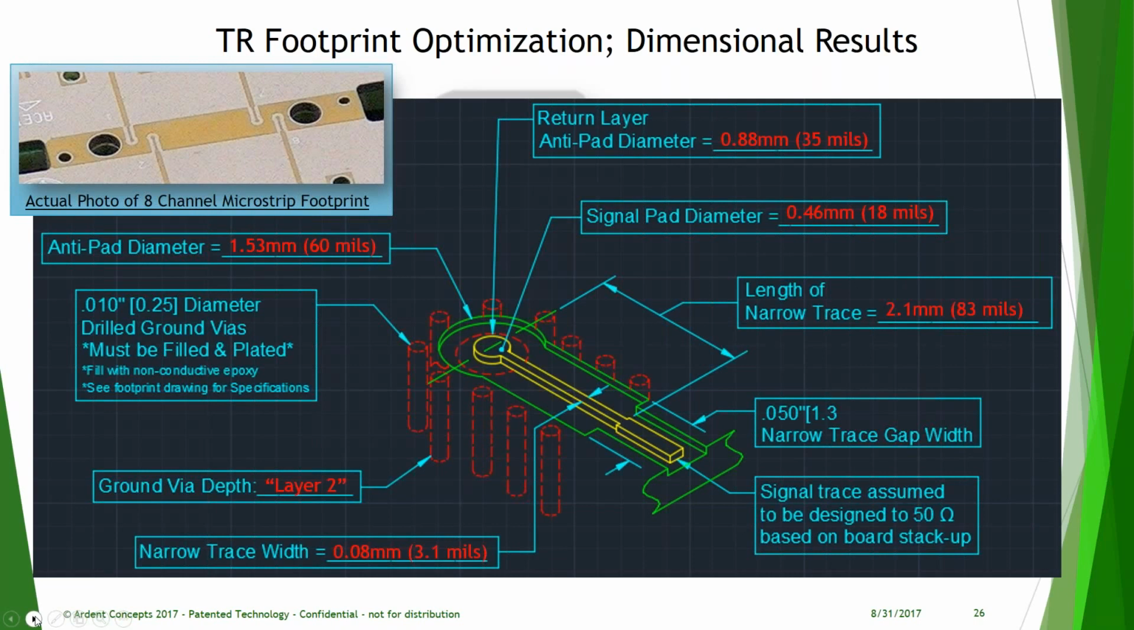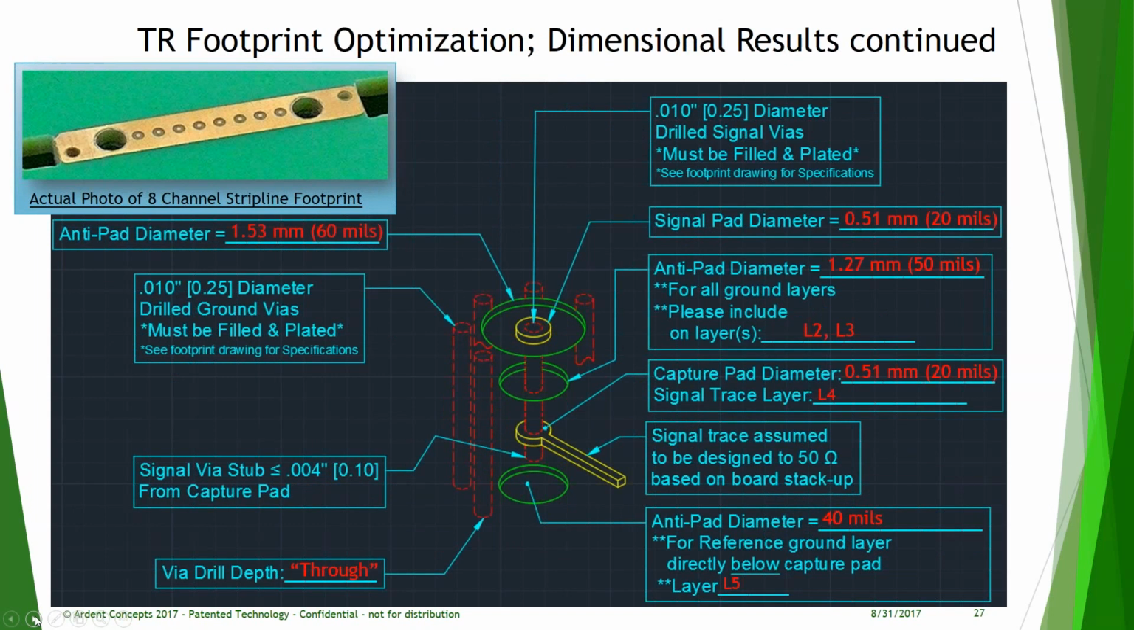Not only do we optimize for microstrip, but we do optimize for strip line. And this next slide will show you some of the critical dimensions that will change for strip line. Again, there's a lot more anti-pads for strip line. And some of the things we look at too for microstrip and strip line is the ground via depth. For the best performance, sometimes we like to stop the ground via depth at the first reference point.